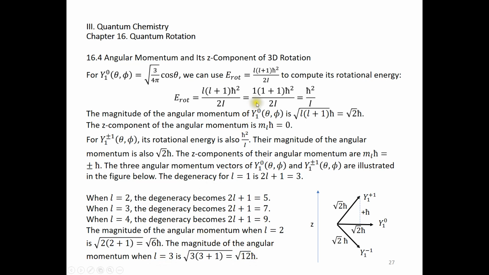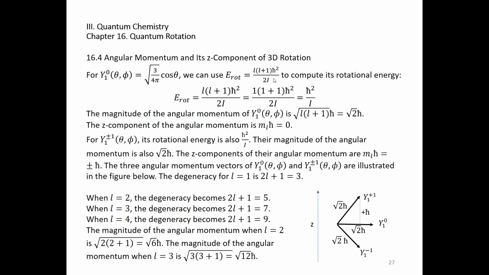What about the rotation energy? Well, again, just plug in L equals 2 here: 2 times 3 times h bar squared over 2I. When L is 3, you plug in 3 here: 3 times 4 times h bar squared over 2I. And that's the rotational energy.